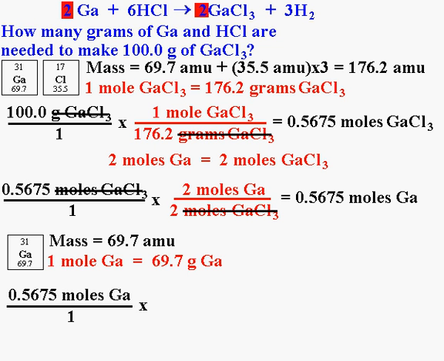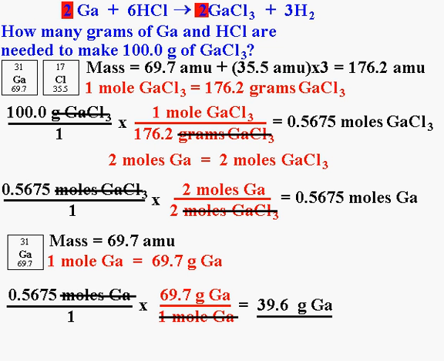So I take the number I know, 0.5675 moles of Ga. I put it over 1, then I multiply by the conversion relationship. I need moles to cancel, so moles of Ga go on the bottom. And when I multiply these fractions through, moles of Ga cancel, and I'm left with 39.6 grams of Ga.